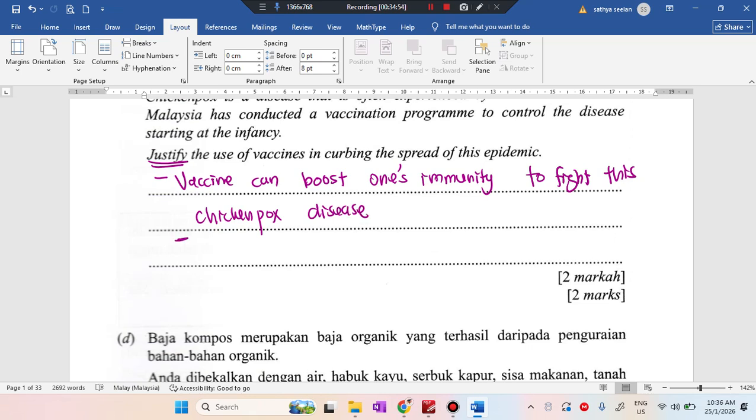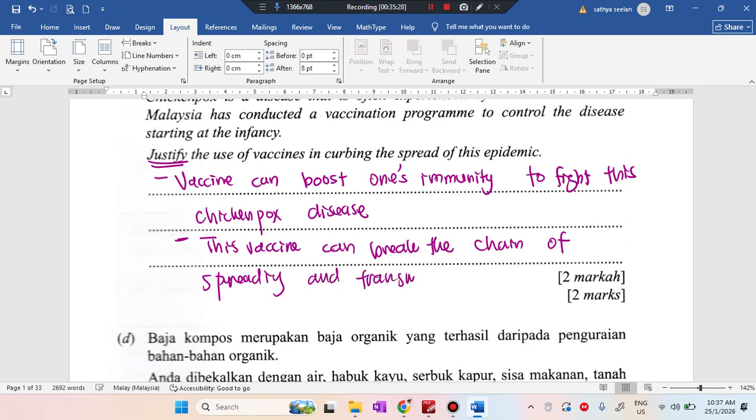And another advantage or kepentingannya apa dia? This will break the chain of infection. Right? Break the chain lah. That means you not get infected to a larger population. Faham? Okay? This vaccine can break the chain of spreading and transmission. So ini adalah dua point yang kita boleh guna untuk justify lah.